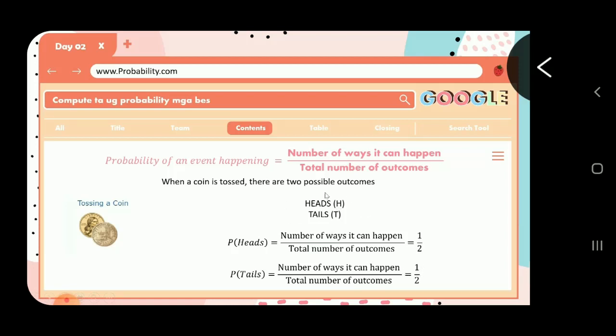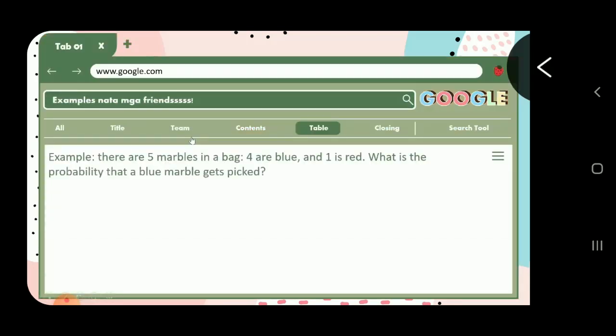Kay sa isa ka coin, naa tay isa ka tail. Over 2. Kay kung pila tanan, posible nga manggawas. So, mao na siya ang atong formula. Alright? Sige, let's have another example.